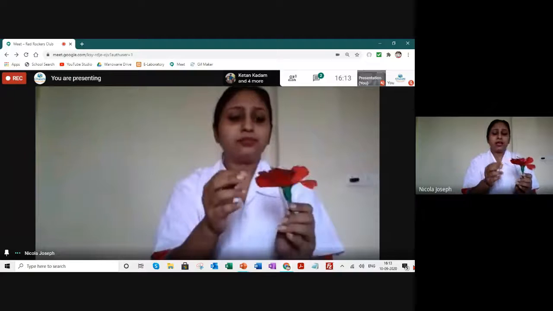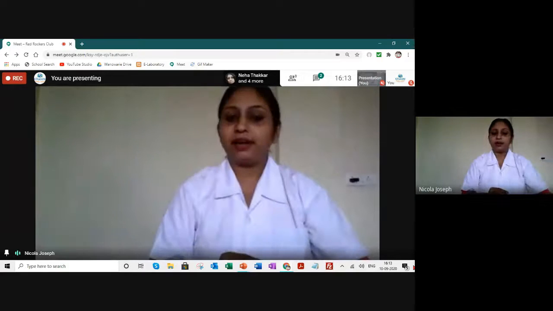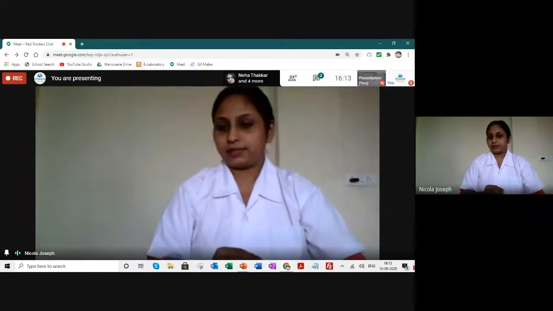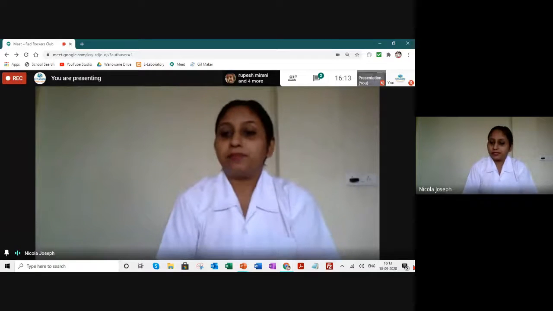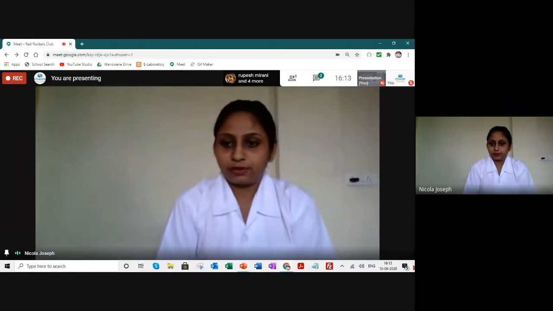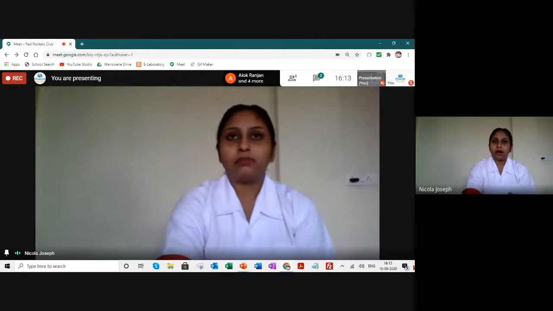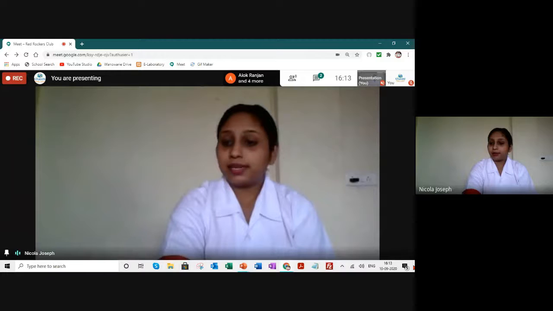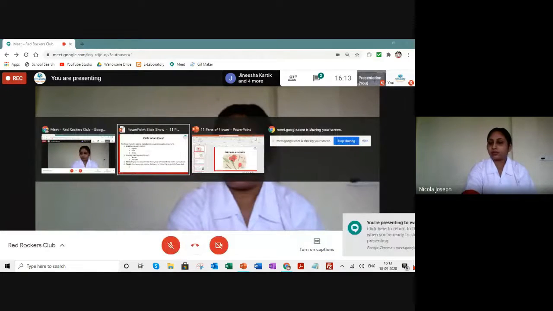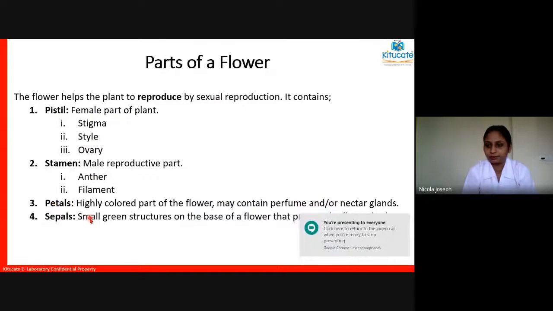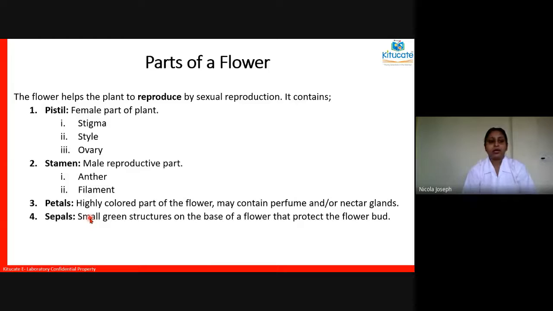Inside the flower there are other two parts, that is the pistil and the stamen. Out of that, the stamen is called the male part of the flower, and the pistil is called the female part of the flower. So the stamen is called which part of the flower? It is the male part, and the pistil is the female part.